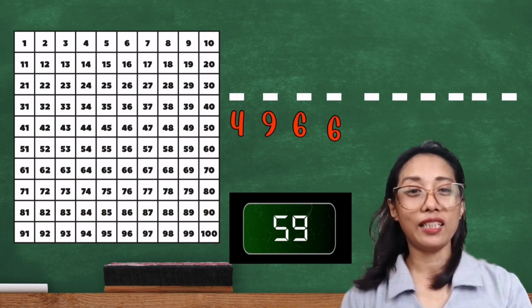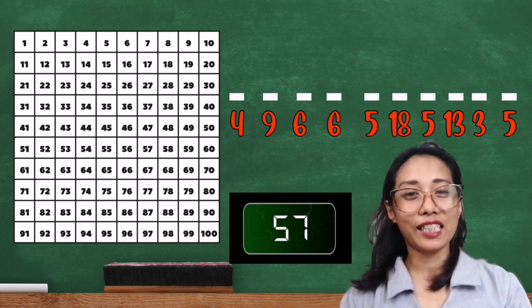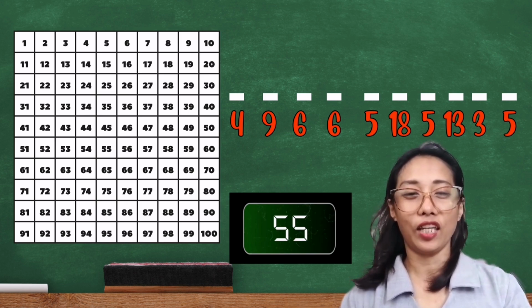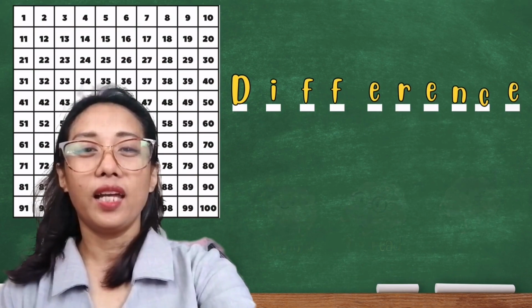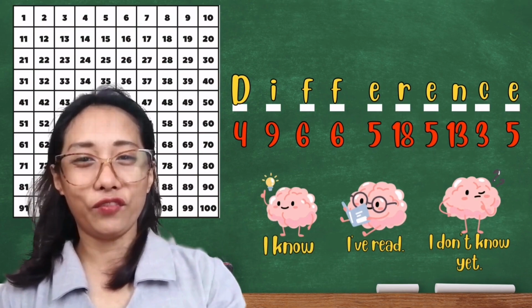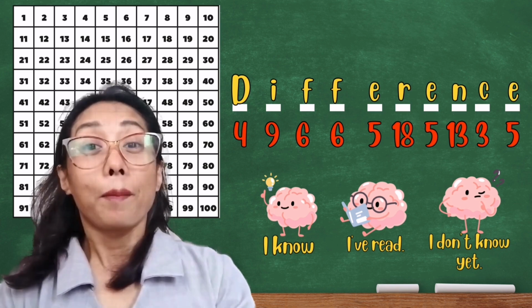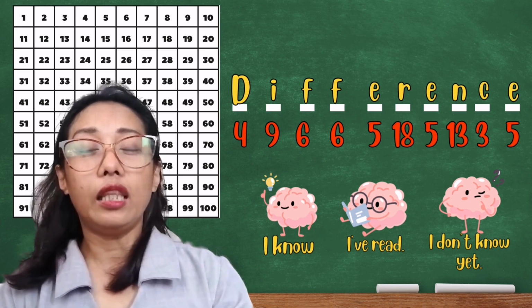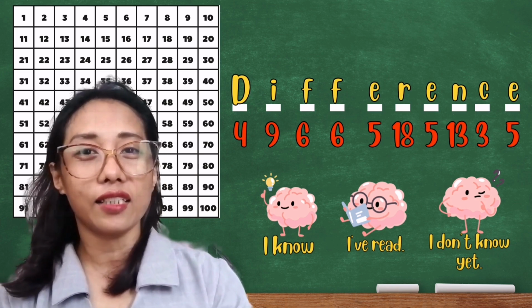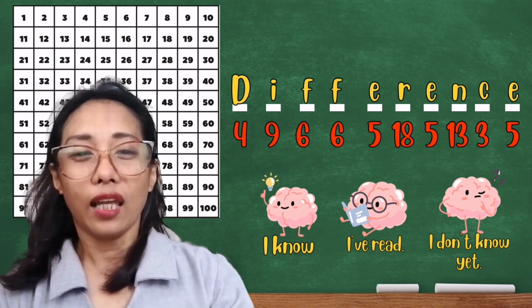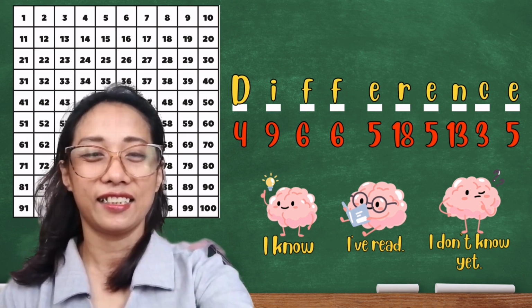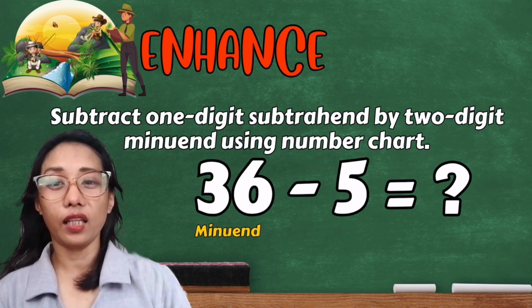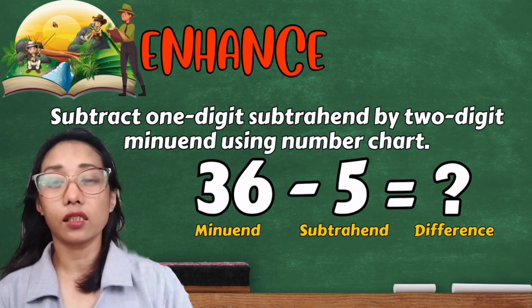And for the last one, Simon, 60 seconds to decode the message. In 3, 2, 1, go. Time's up, and the answer is difference. Perfect. Now, what is a difference? Difference is the answer that you will get in a subtraction sentence. Good job, guys! Now that we are done decoding the word, let's enhance.